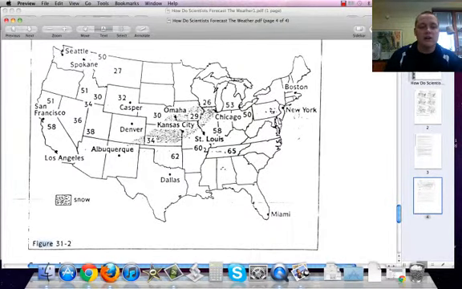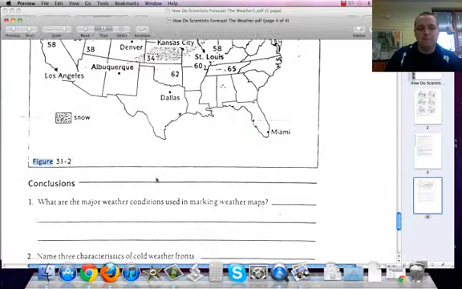What I do want to note on figure 31-2 right here is that this area down here, they have put just one object in their table. And that table represents snow. So just as a reminder, showing you where the snow is actually falling in this map and in this diagram.